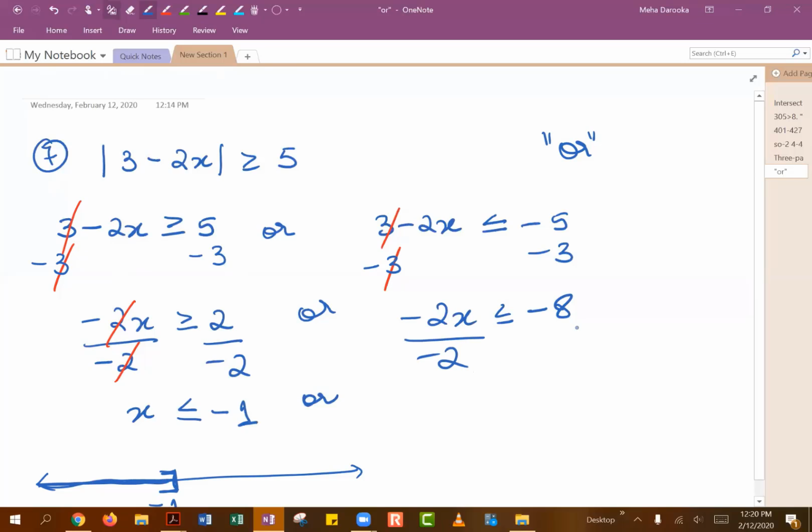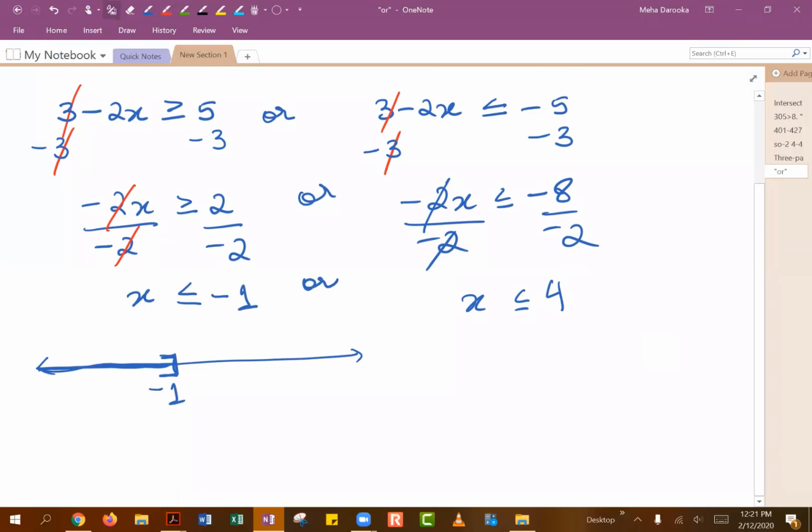Okay, last part, guys, divide by -2, which you have probably already done. And x will be less than or equal to negative or positive? Yeah, 2 negatives make a positive, so you have to end up with x less than, and this is an "or" inequality, so less than or equal to 4.